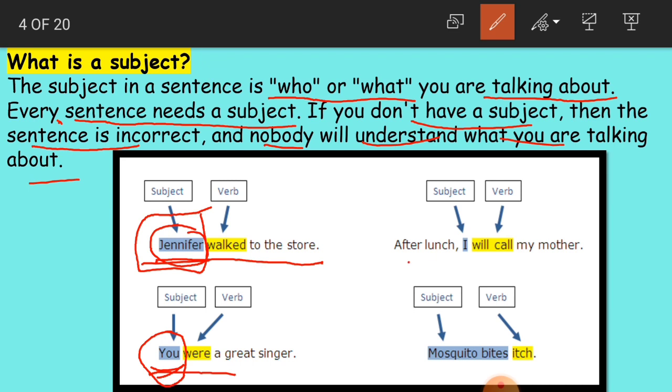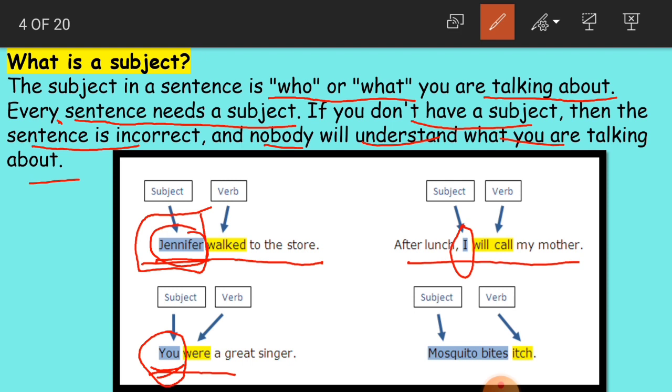Here also, in the third sentence, children, after lunch, I will call my mother. Again, remove this I here. After lunch, will call my mother. So many of us will try to speak like this.